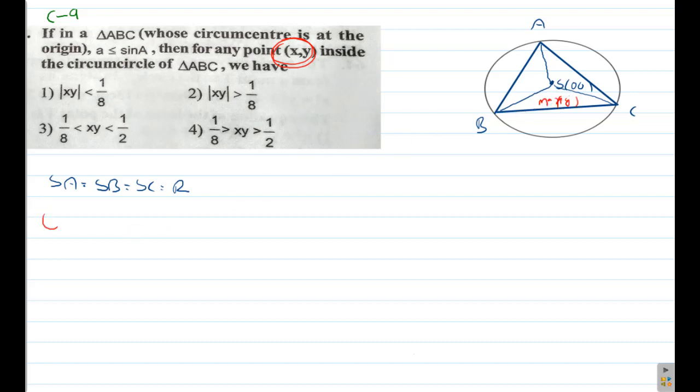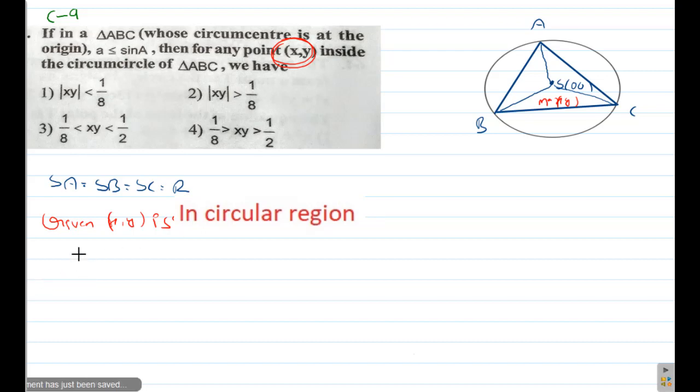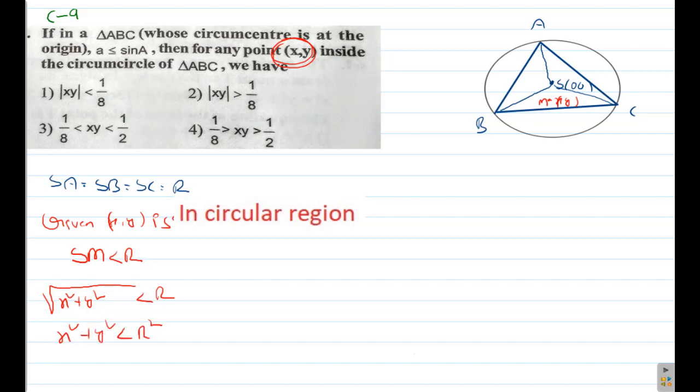So what is given? x comma y is inside the circle. What is the meaning of that? SM should be less than the radius of the circle. SM is the distance between S and M. S is 0, 0, M is x, y. Directly we can say that root over x square plus y square is less than R, or x square plus y square is less than R square. This is one of the results for us.